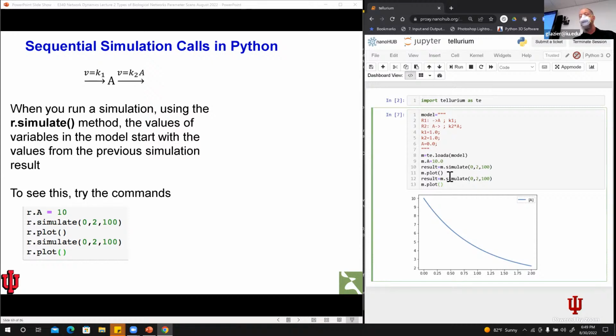Is it clear what I'm doing? I'm taking result = m.simulate(0, 2, 100), m.plot, then m.simulate(0, 2), plot. What do you think is going to happen? Am I going to get the same graph twice? Try it. Do I get the same graph twice? No.